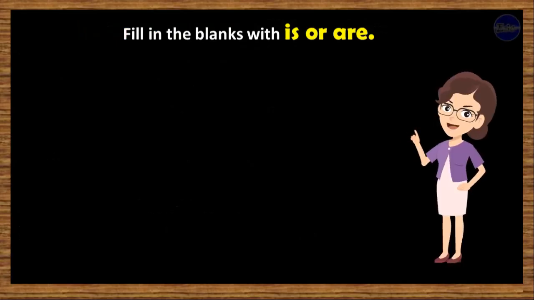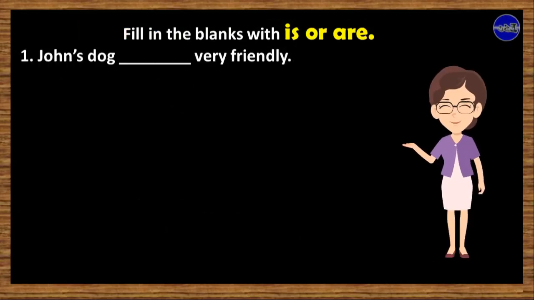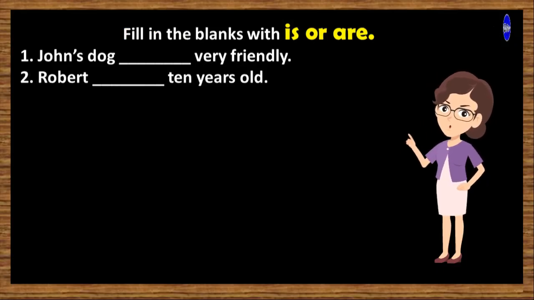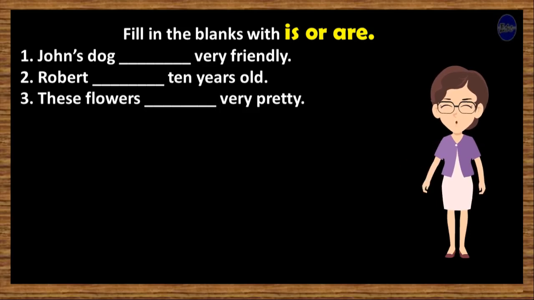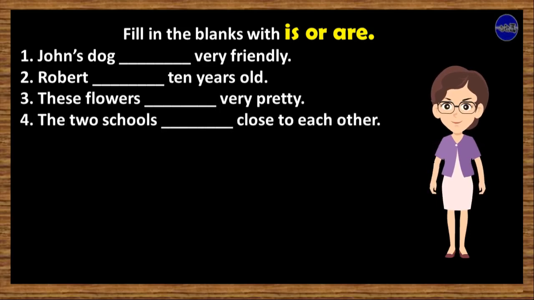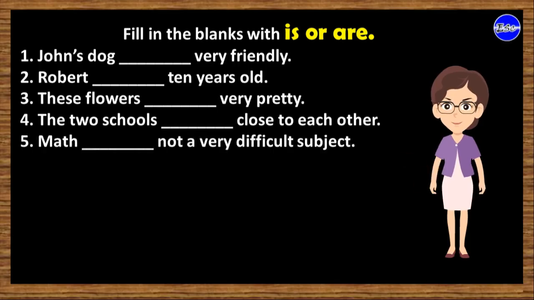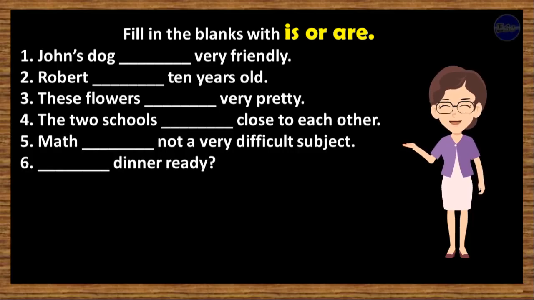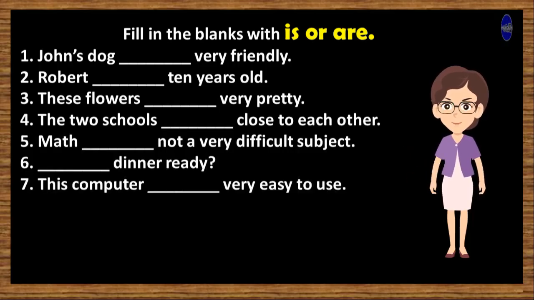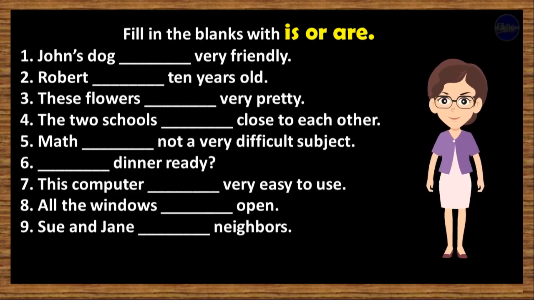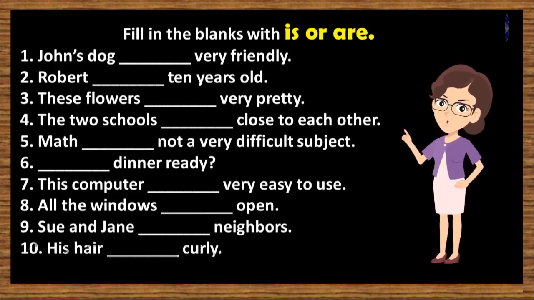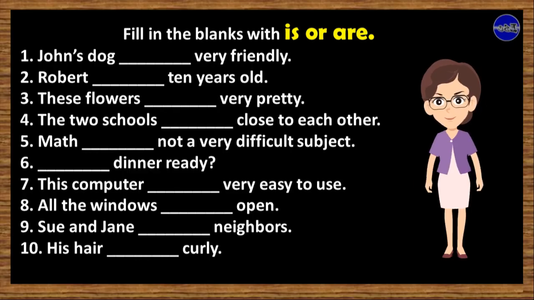Fill in the blanks with is or are. 1. John's dog, blank, very friendly. 2. Robert, blank, 10 years old. 3. These flowers, blank, very pretty. 4. The two schools, blank, close to each other. 5. Math, blank, not a very difficult subject. 6. Blank, dinner ready? 7. This computer, blank, very easy to use. 8. All the windows, blank, open. 9. Sue and Jane, blank, neighbors. 10. His hair, blank, curly.